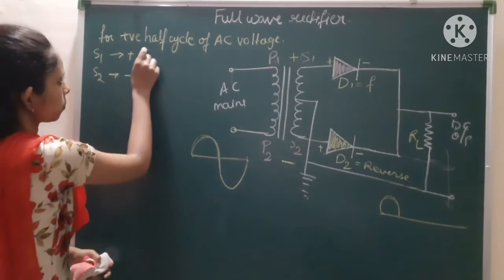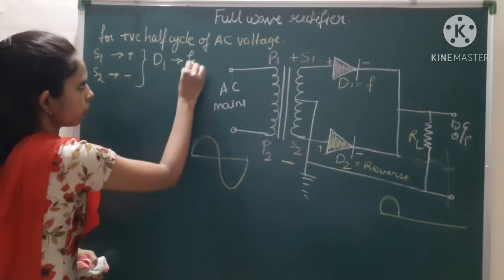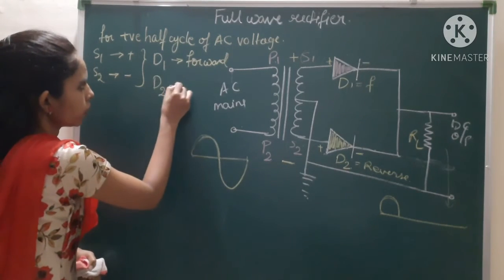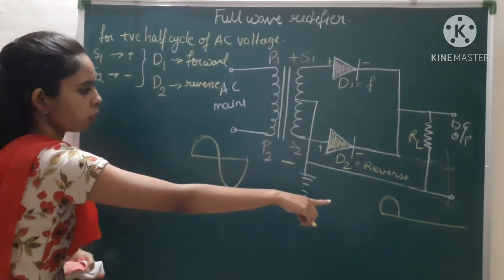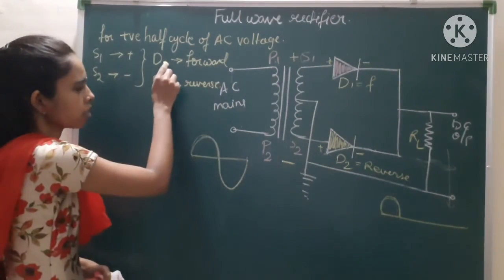Due to this, what is happening? D1 is in forward bias and D2 is in reverse bias. So therefore, at the output you will get one cycle just because of this diode.